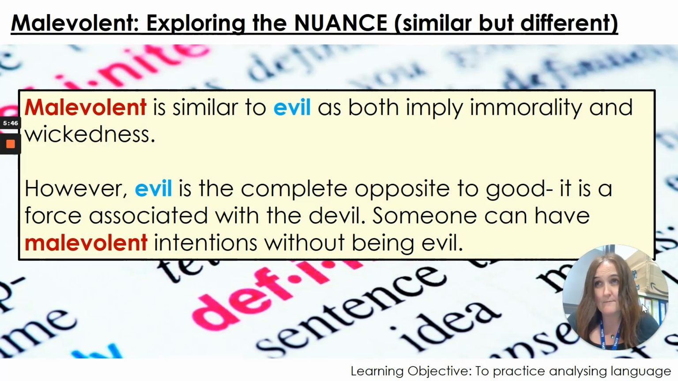So you may sometimes have malevolent intentions. You may wish harm on something or somebody at times, but it doesn't make you completely evil. It makes you not potentially a very nice person at that particular time, but not completely evil. Evil would be you are the complete opposite to good and you have no redeeming features.